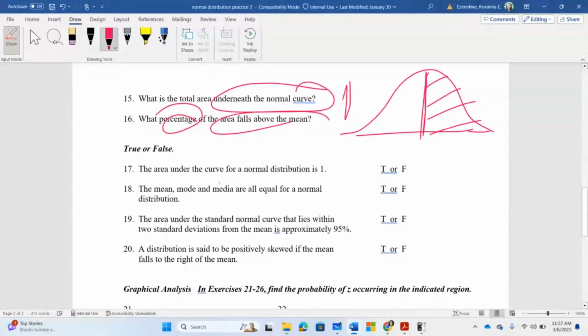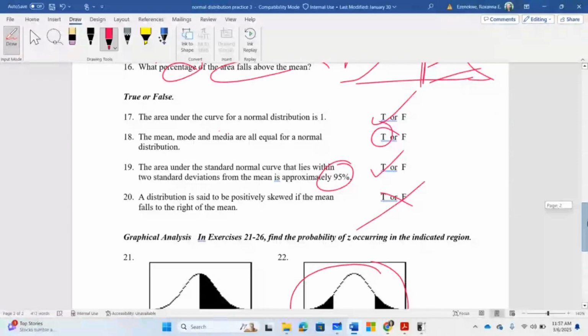The area under the curve for a normal distribution is 1. That is correct too. The mean, mode, and median are all equal for a normal distribution. Approximately, the area under the standard normal curve that lies within 2 standard deviations from the mean is 95%. It's true. A distribution is said to be positively skewed if the mean falls to the right of the median, not mean and mean. Okay, these are just simple questions, but I want to make sure you know it.